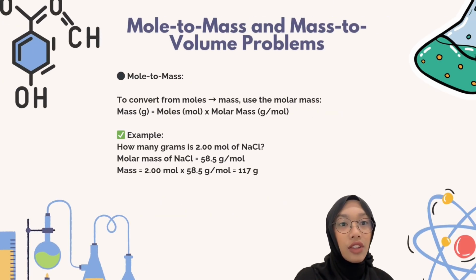I will explain the topic mass, volume, and multi-step calculations. Let's start with basic conversions. To convert from moles to mass, we multiply the number of moles by the molar mass of the substance. For example, if we have 2 moles of sodium chloride and the molar mass is 58.5 grams per mole, then the mass is 117 grams.